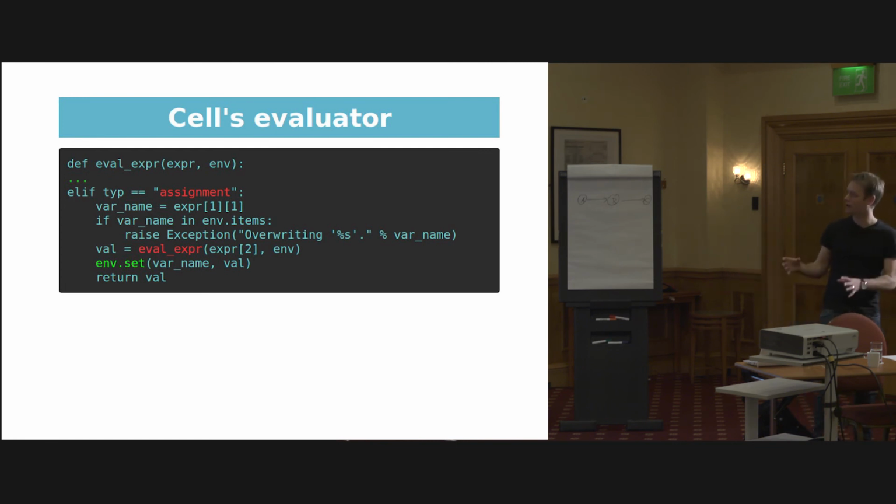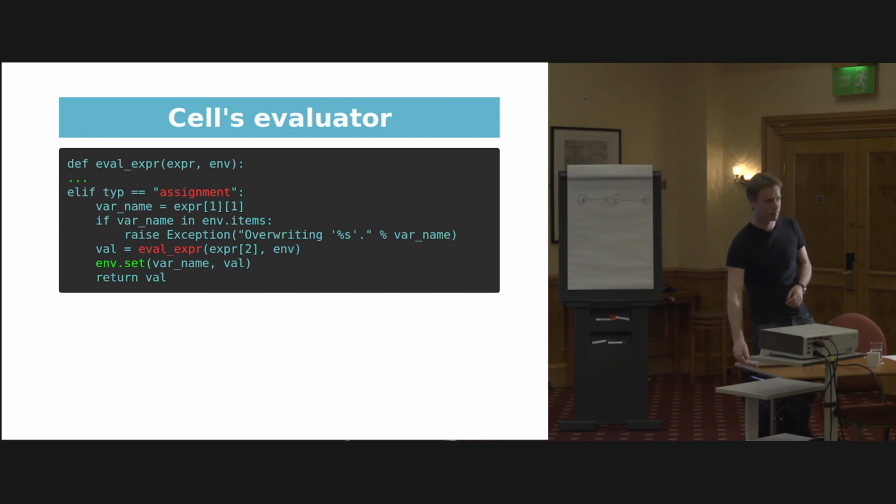So we call eval_expr, and that does its own bit of evaluation, finds the value that was on the right-hand side after the equals, and then we call env.set to put that value into that name in the environment. But we will also return val in case you want to do that. Because everything is an expression, everything has a value. Still with me?